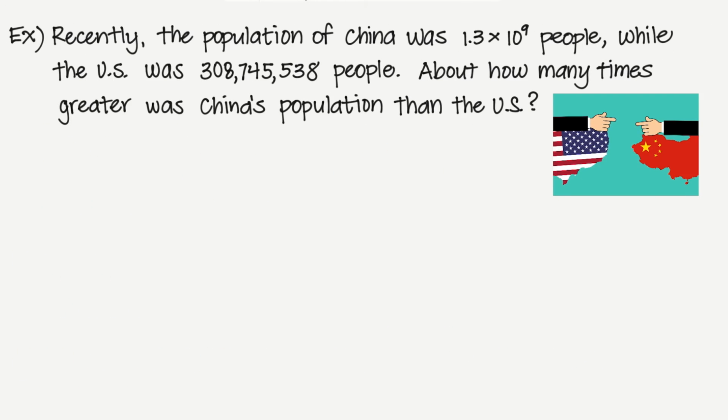Okay. This final example here says recently the population of China was 1.3 times 10 to the 9th power people, while the US was 308,745,538 people. About how many times greater was China's population than the US? So again, we are going to use division to figure out this word problem because we want to find out how many times our population can fit into the size of China's population.